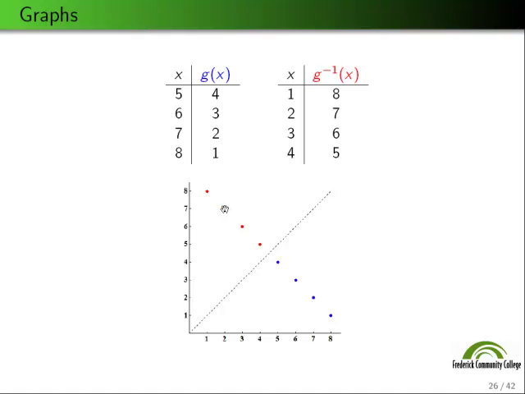So this point corresponds to that point, reflects directly across. This point reflects across the line y equals x to get this point.